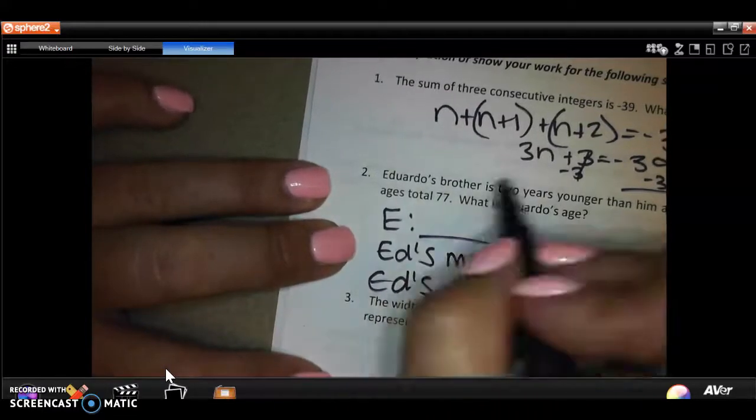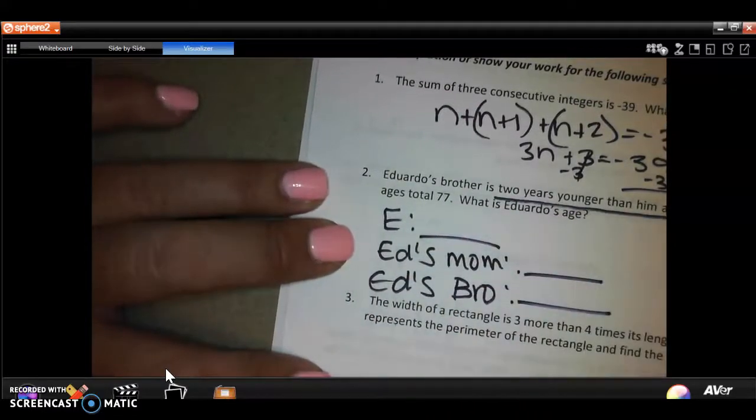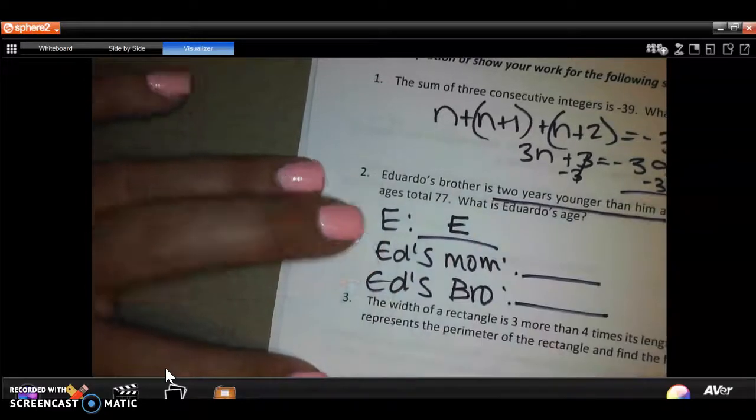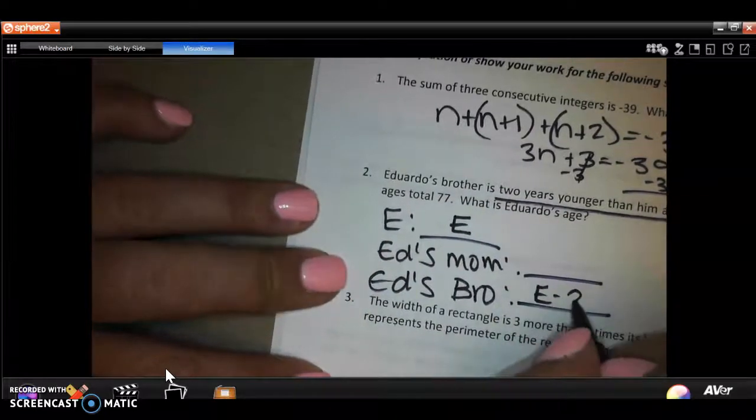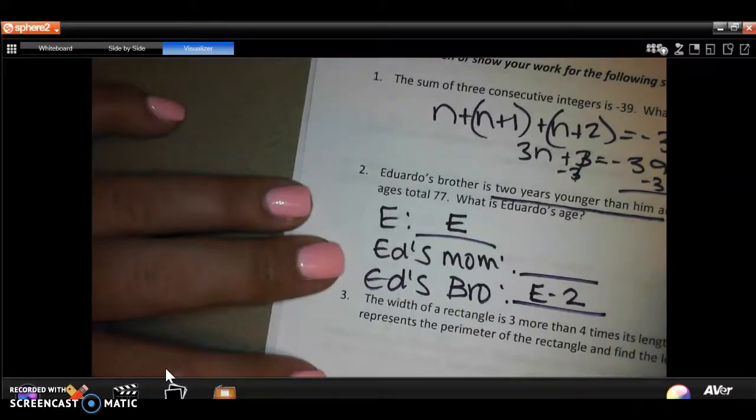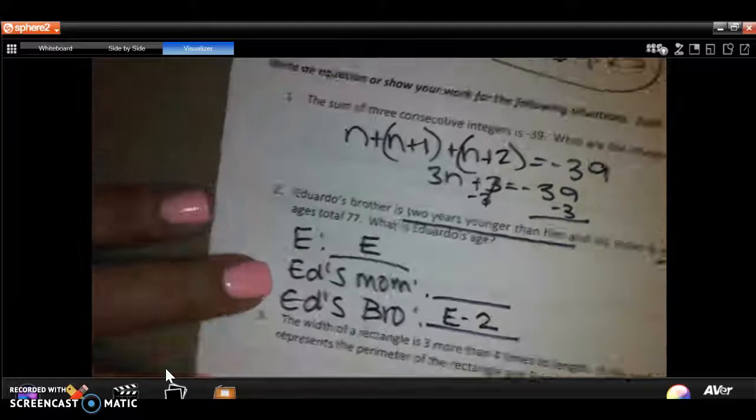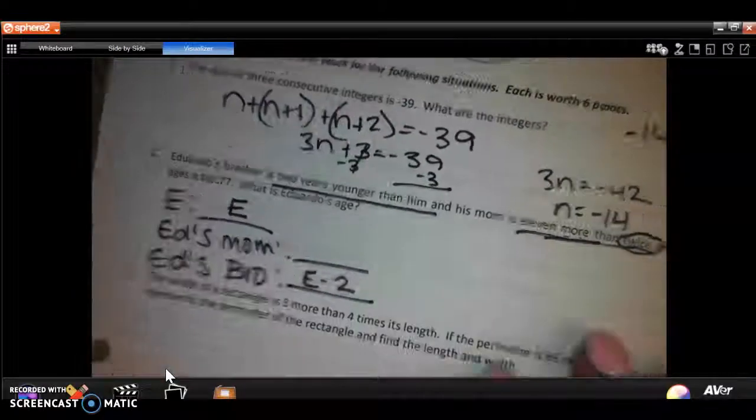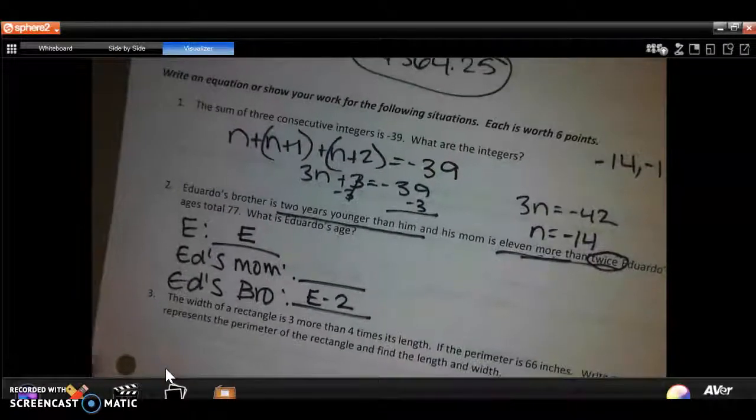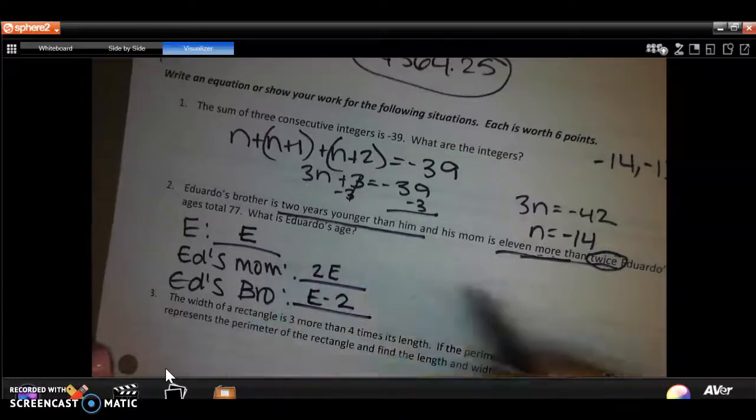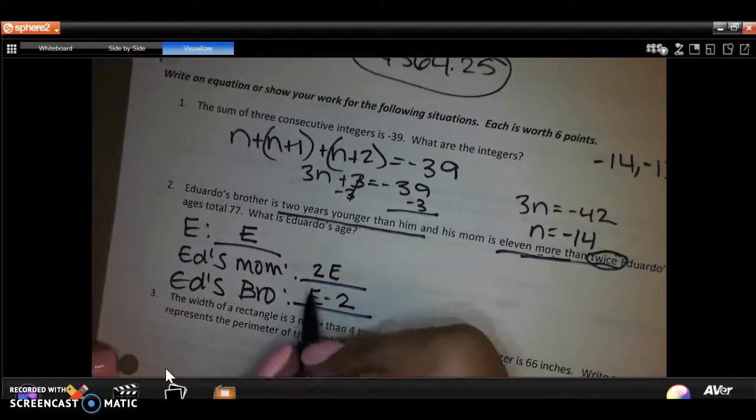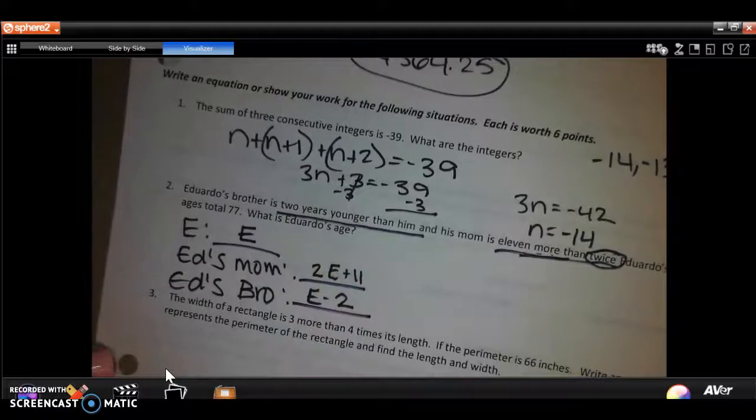Okay, well, we know Eduardo's brother is 2 years younger than him. So Eduardo must be E. Ed's bro would be E minus 2, and his mom is 11 more than twice Eduardo's age. Twice Eduardo's age would be 2E. How would I say 11 more than that? Well, it'd be 2E plus 11.